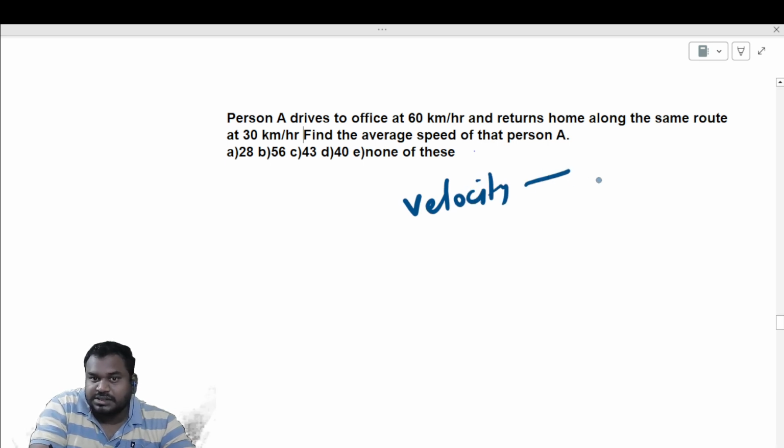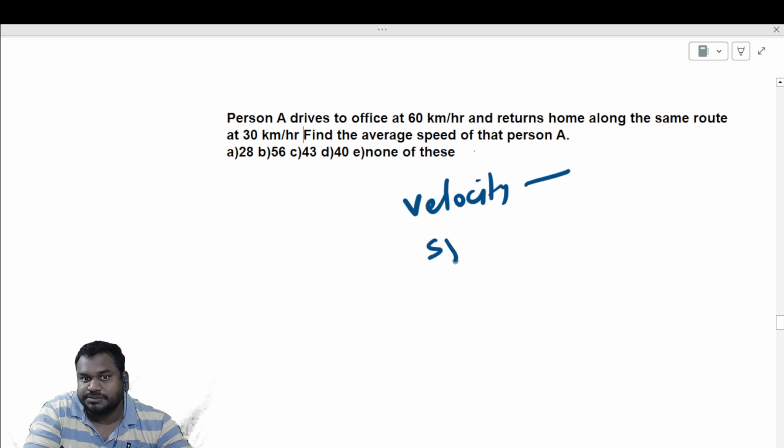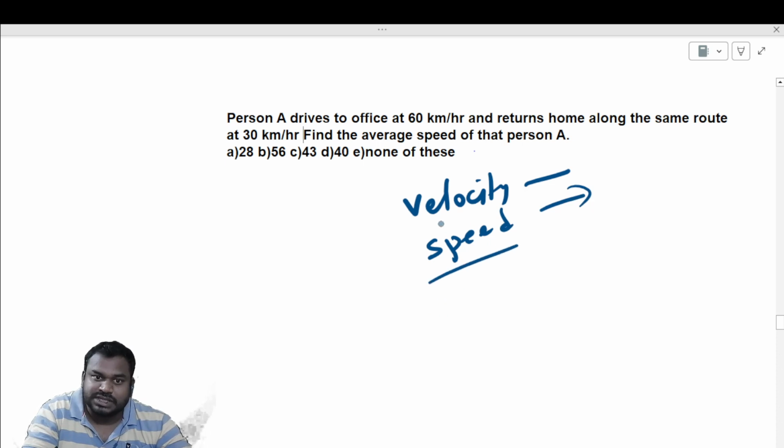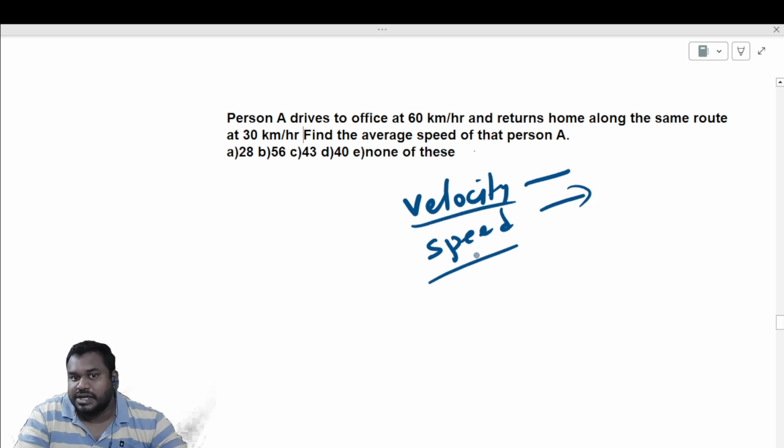Velocity is a vector quantity. Speed is different. Speed and velocity are different, so remember this. For now, I'll tell you about speed because it is a scalar and this is a vector. Velocity depends on the direction also. Speed does not depend on direction. That's a different subject, so get into physics. But for now, you know what speed is.